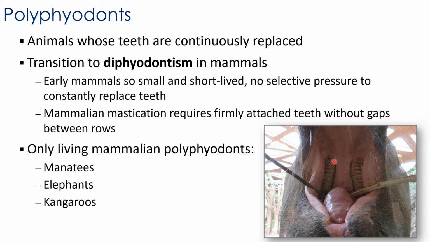They're actually on a conveyor belt-like system that's sometimes referred to as marching molars. So all of the new molars come out in the back part of the mouth, and then as new ones come in, they push the rest of the molars further forward so that by the time you get to the front part of the mouth, those are the oldest teeth, and that's where they fall out. And so that type of marching molars or conveyor belt replacement model exists in manatees, elephants, and kangaroos, and those are the only living mammalian polyphyodonts. All other mammals are diphyodonts that only have 2 sets of teeth in their lifetime.